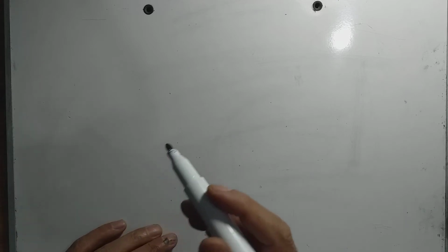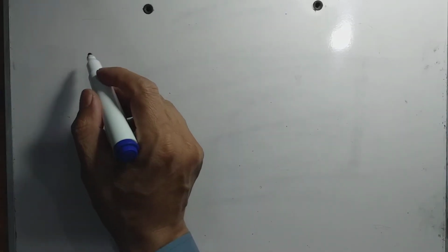Hello students, today we are going to discuss electricity and the first topic of this chapter is electric current. The definition of electric current is: the rate of flow of electric charges through the cross section of a conductor is called electric current.